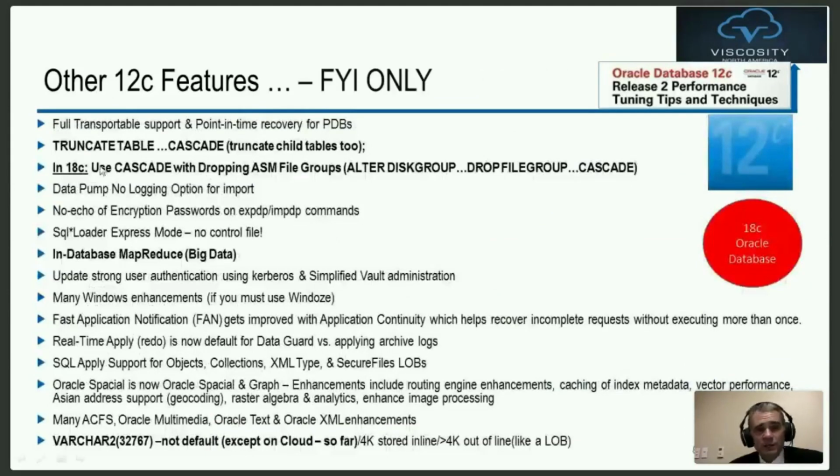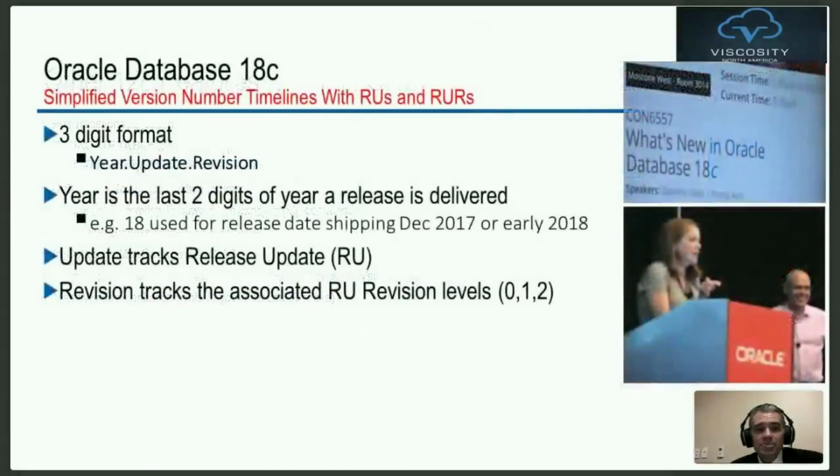If you're a beginner, truncate table cascade. Tell your manager you learned that one. That'll scare them. Or even better, in 18c, how about using cascade with dropping ASM file groups? Wow, have a heart attack. All right, now let's jump to 18c.